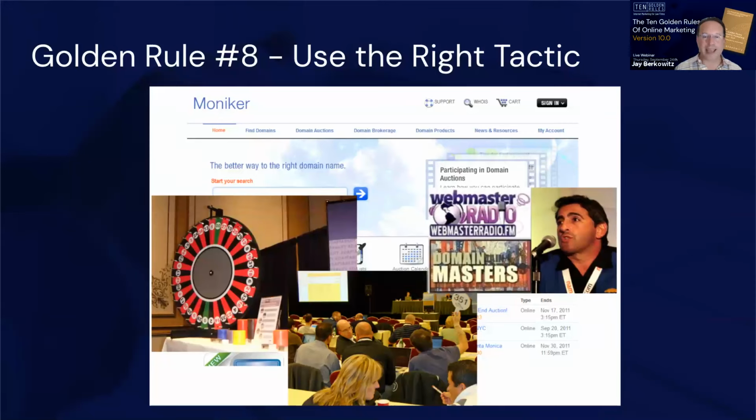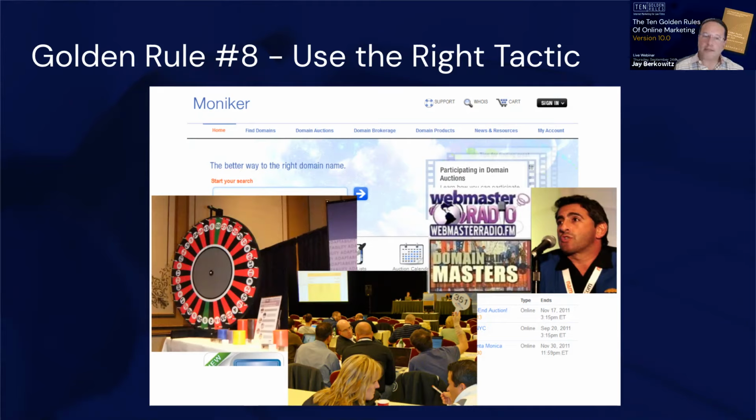So golden rule number 8 is use the right tactic. Paid advertising might be right for some people, but for Moniker, it wasn't the right strategy. And different strategies are going to work for different purposes. For example, Google is the best tool for most types of transactional lawyers. But if you're more like a litigation attorney or a high-end business lawyer, nobody's going to search for their high-end $2 million real estate contract lawyer on Google. They're going to ask around.